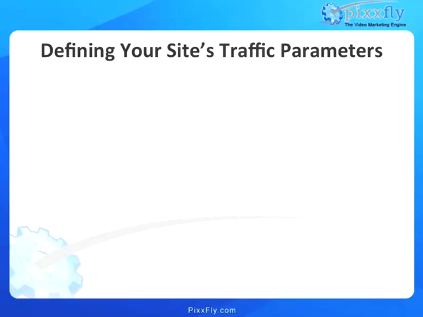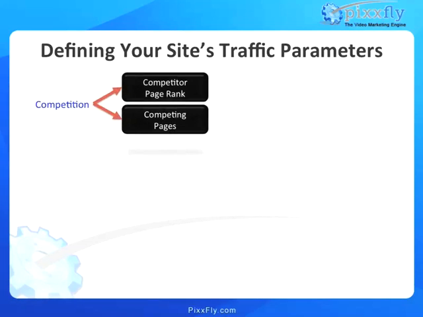It's important to define your traffic site parameters. In order to meet your profit target, you need to determine how much traffic you'll need. This requires a quantitative buildup defined by market parameters and your budget. We start by looking at competition, with signals from competitor PageRank and the number of competing pages on Google.